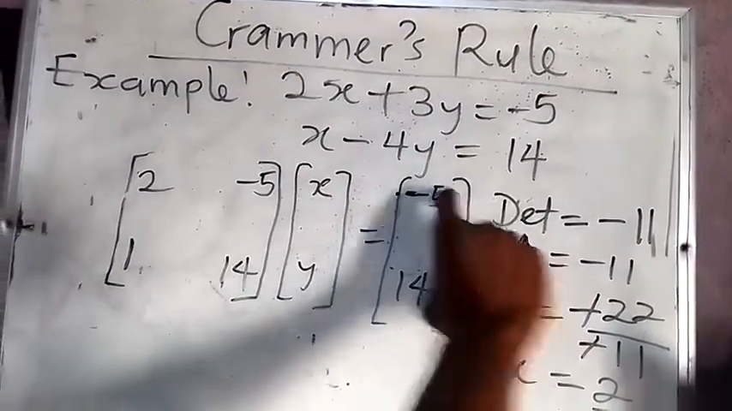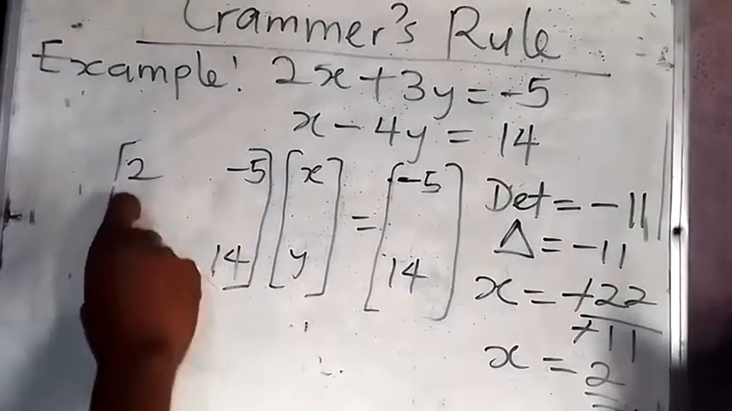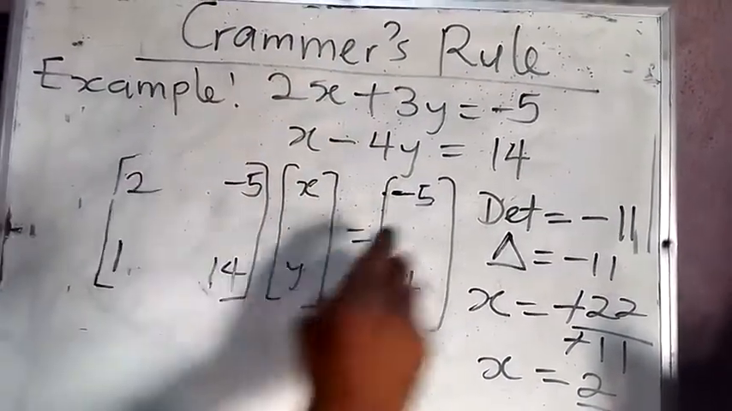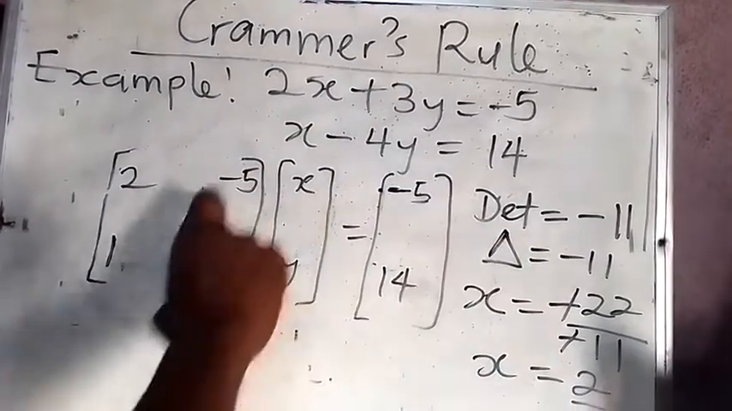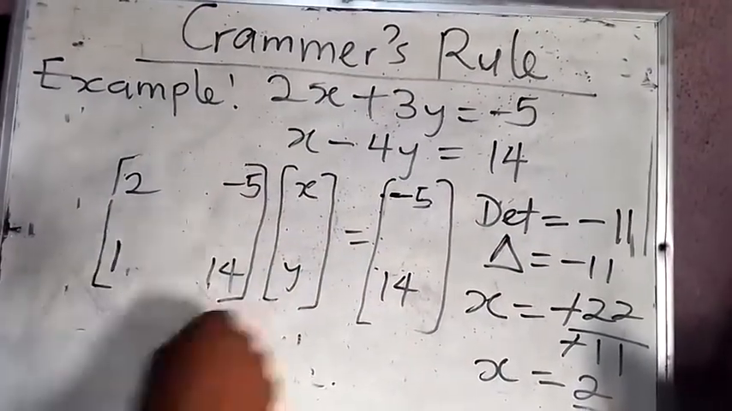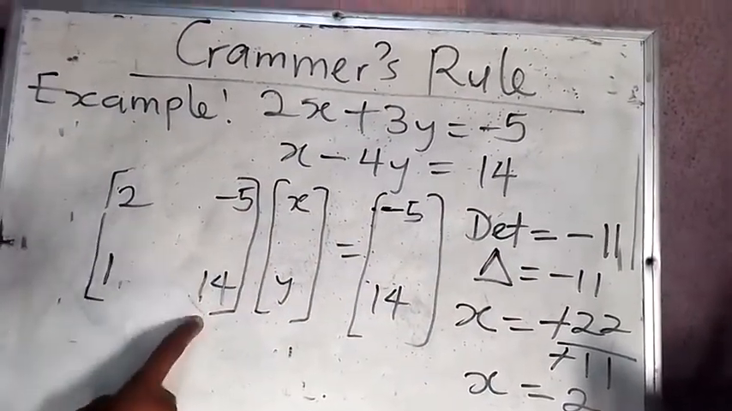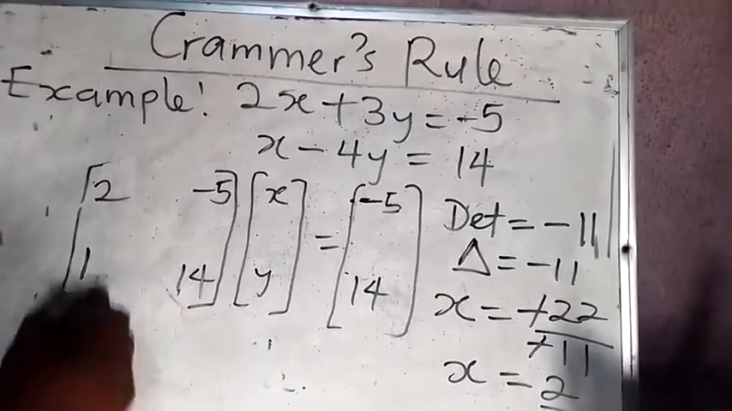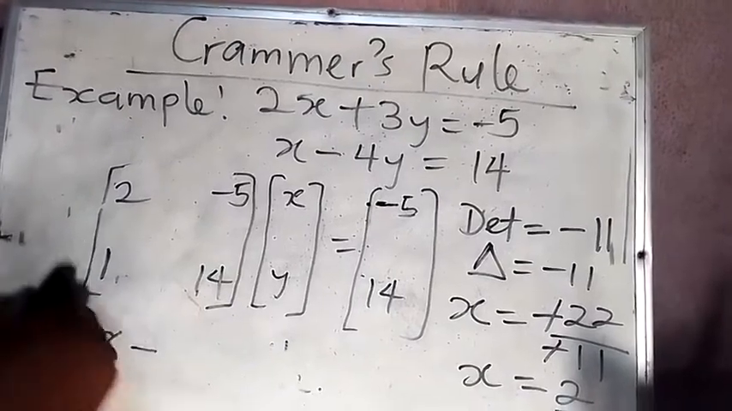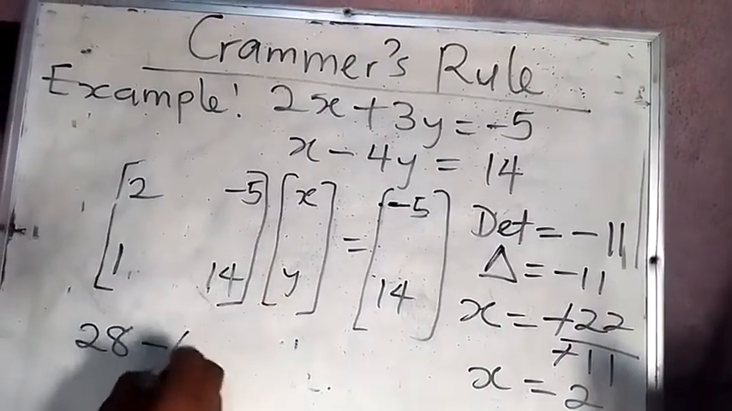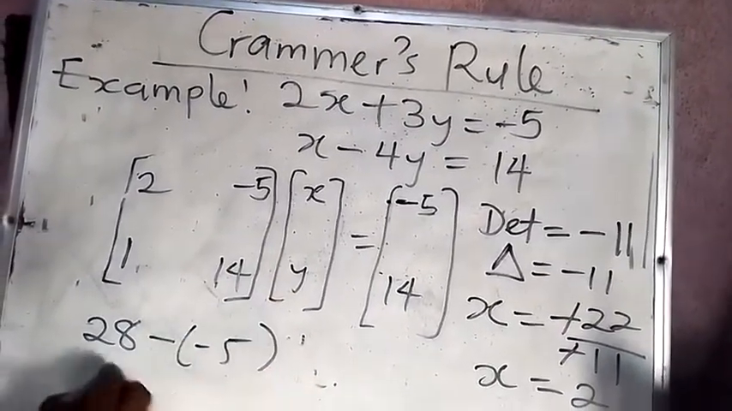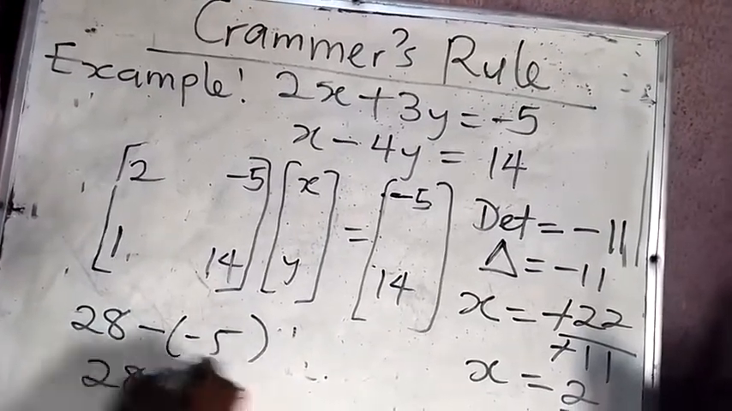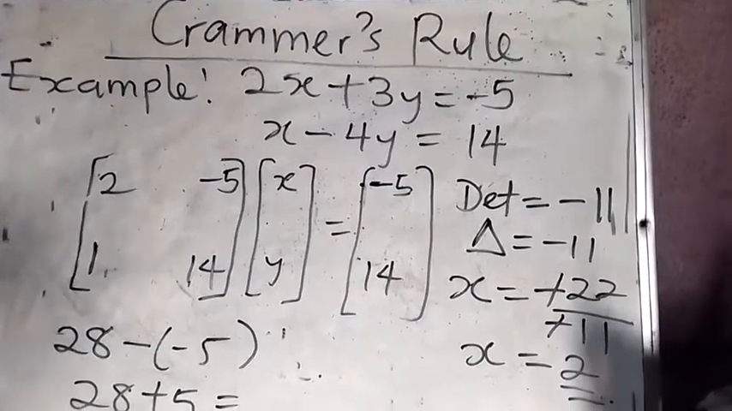The first time I brought it here and cleaned what was here to find the determinant. The second time, I returned the values back here, so I have to bring it here. So you find the determinant again. 2 times 14 is 28, minus 1 times minus 5. Minus and minus is plus, so plus 5. That is 33.